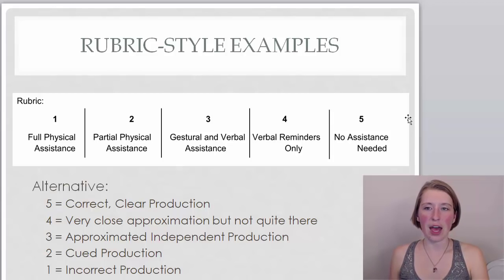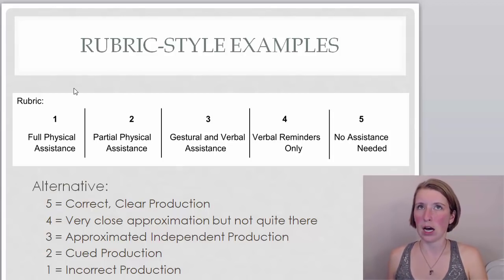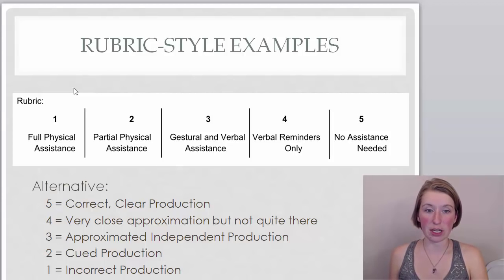Let's say you're asking them to sit in a chair. Full physical assistance would be you literally had to put them in that chair. That's a number 1. They got a 1. Partial physical assistance, maybe you just kind of had to guide them over to the chair, so they would get a number 2.